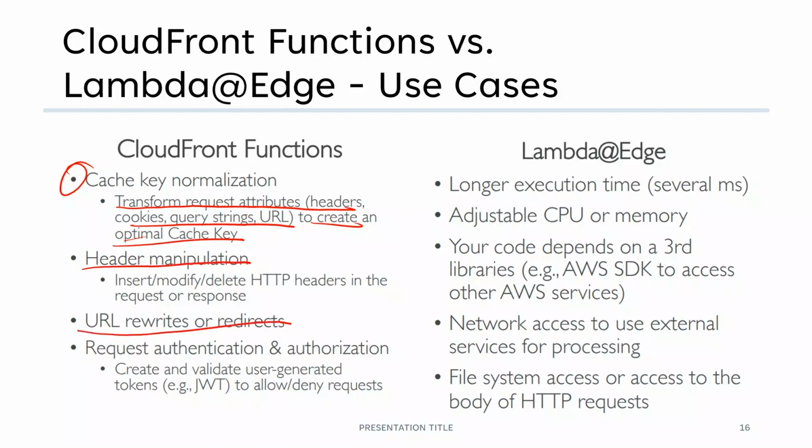URL rewrites or redirects, we have already seen this. Request authentication and authorization, right? If you want to authenticate a request coming to the edge, you can use a CloudFront Function for that. Lambda@Edge has a longer execution time, 5 to 10 seconds rather than several milliseconds, we have already seen this. Adjustable CPU or memory. So basically, if you want more customization, and also you want to deal with the origin request and response, then please go with Lambda@Edge. Otherwise, always go with CloudFront Functions. Okay.